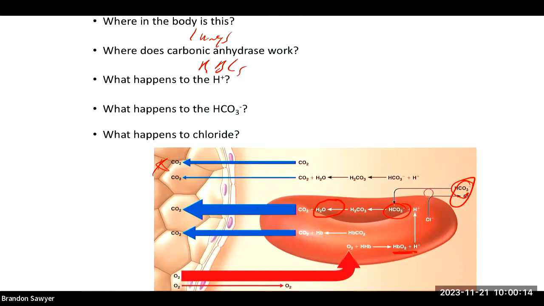Yeah, it's just a reversible reaction that the enzyme drives. Yeah. Other questions? Yeah. Just for the HCO3, is it coming into the cell to then leave the cell again as CO2? Exactly. Yeah.